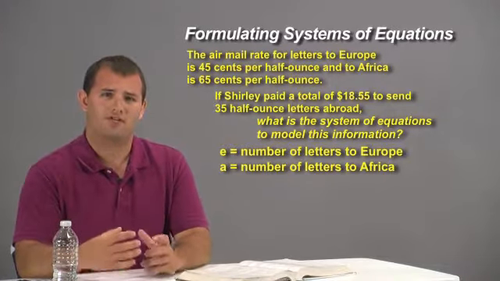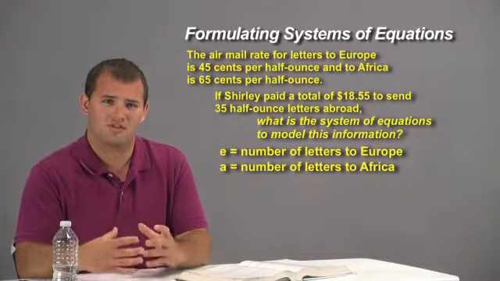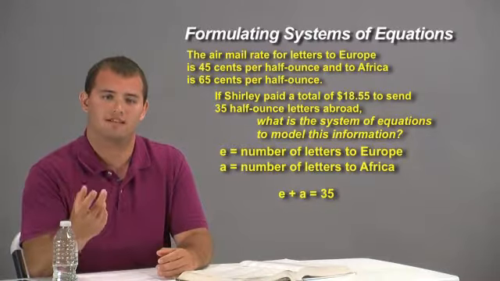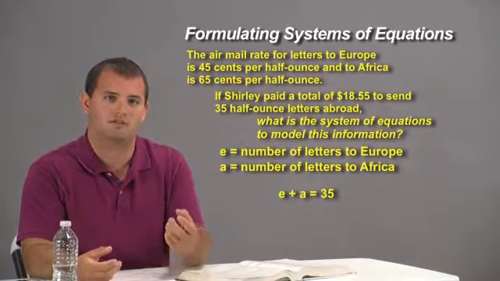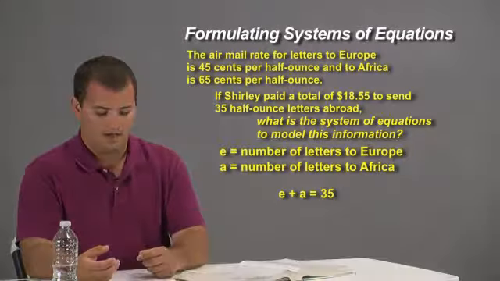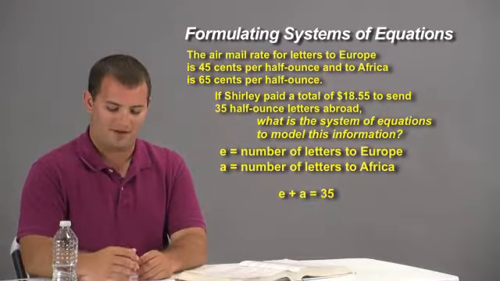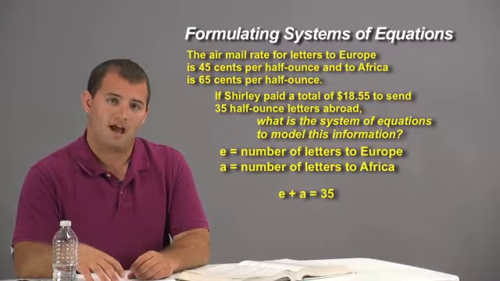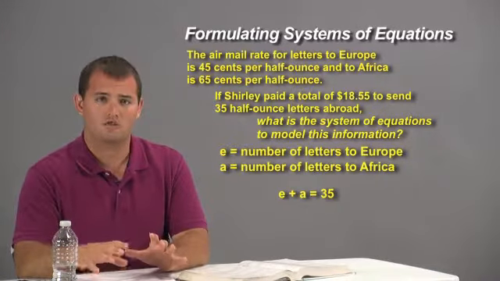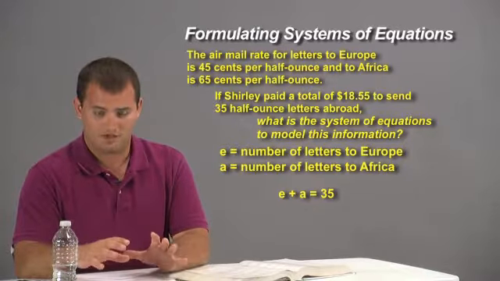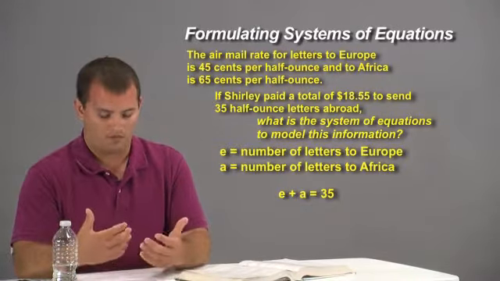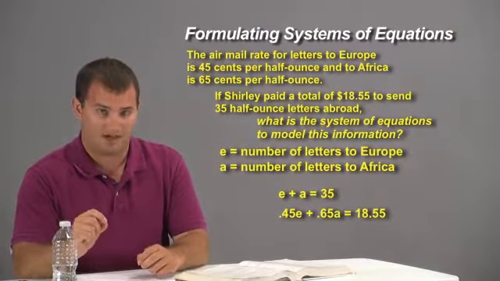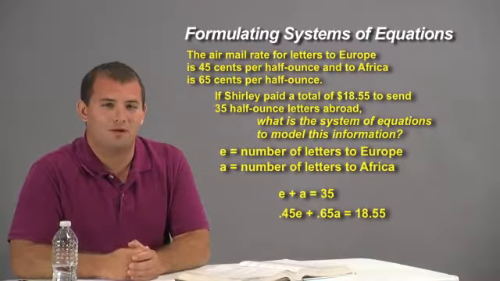We know that 35 letters were sent total. Shirley sends 35 letters total, so that means that E plus A has to equal 35. The number of letters sent to Europe plus the number of letters sent to Africa is equal to 35. The other equation is given by the information that each letter sent to Europe costs 45 cents and each letter sent to Africa costs 65 cents, and the total cost for Shirley to send those letters is $18.55. Mathematically, we're going to write 0.45 times E plus 0.65 times A is equal to 18.55.